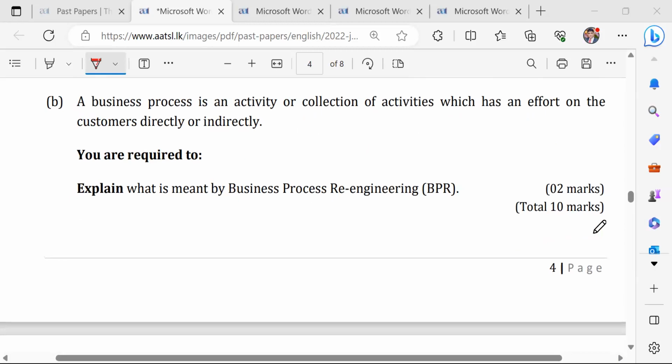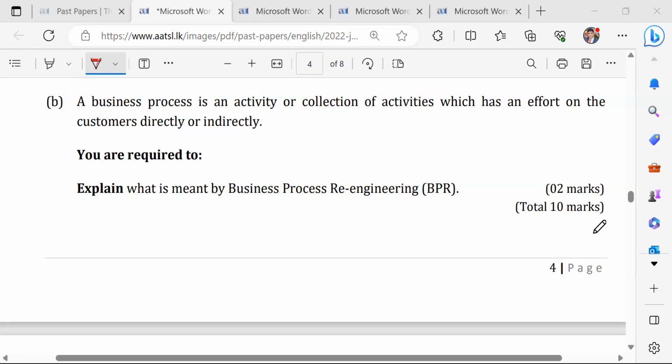Explain what is meant by business process reengineering. Right? Now, the reengineering diagram, if you want to produce that BPR diagram also, you can produce. What is business process reengineering? Business process reengineering is considering the current business process, right? Under BPR, we can consider the current business process.